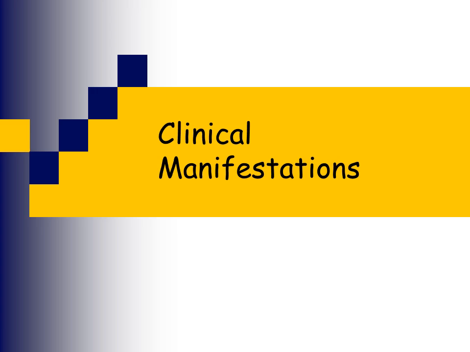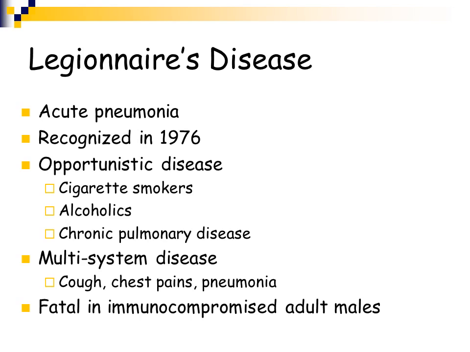We're going to talk about the clinical manifestations of Legionella. So, Legionella pneumophila causes Legionnaire's disease, and this is an acute pneumonia. It was recognized in 1976, and how it was recognized is there was an American Legion conference in the late 70s, and numerous individuals at this conference ended up being hospitalized with a pneumonia. Several of these individuals ended up dying.